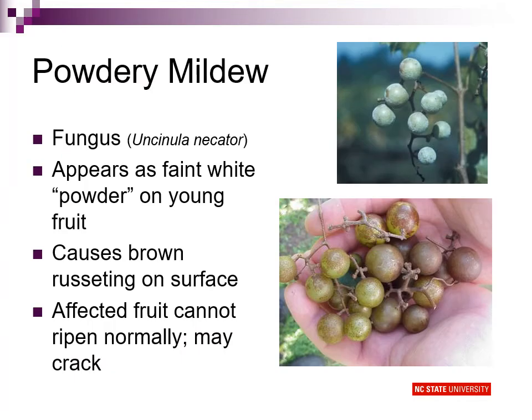Now, another really common fungus on muscadine fruit is powdery mildew. It's often hard to find on the young fruit, but it's a faint, white, powdery-looking growth on the surface of the fruit. And when you really notice it is when the fruit starts to get some size, and then you see this brown russeting on the surface of the fruit. It's a serious problem because the affected fruit has a tough skin that won't expand, so the fruit can't ripen normally, and very often the grapes will crack open.